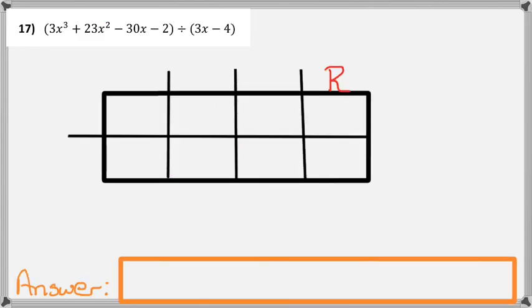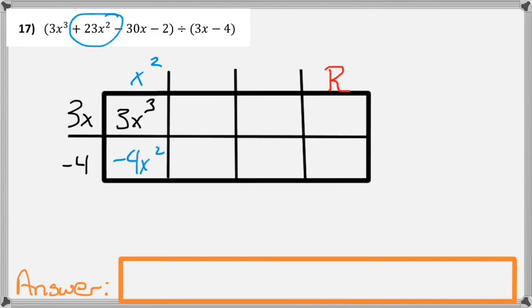And so let's go for the next one. And so we have the 3x and the negative 4. So 3x cubed goes here. I'm going to divide, and that gives me an x squared. X squared times negative 4 is negative 4x squared. Plus what is going to give me that 23, and that would be a positive 27x squared. And then I want to divide, and that's going to give me a 9x. Multiply, that gives me a negative 36x.